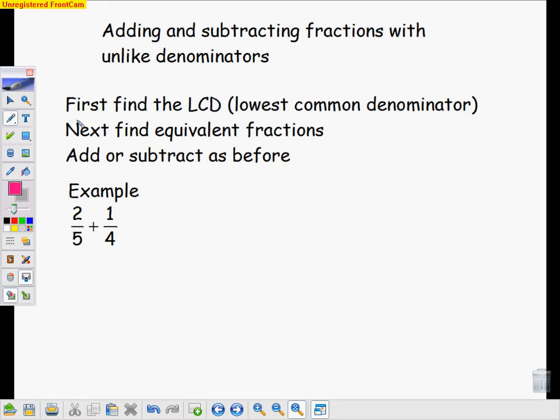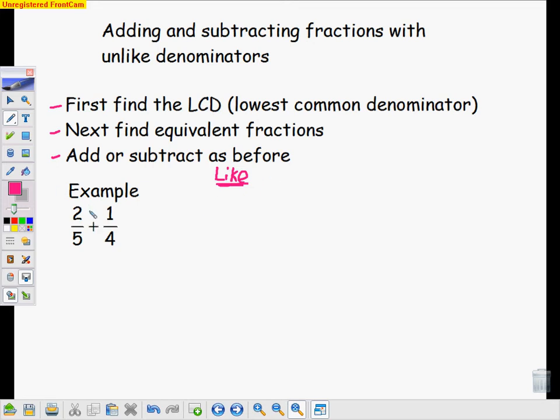So here we go. A couple of little steps. First thing you want to do is find the lowest common denominator. Then you want to find equivalent fractions, which we talked about previously. And then you add or subtract just as before. So this is the same as when they had like denominators, okay? So add the numerators and keep the denominators the same.